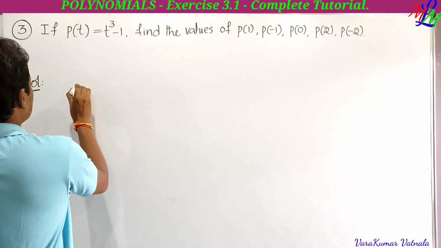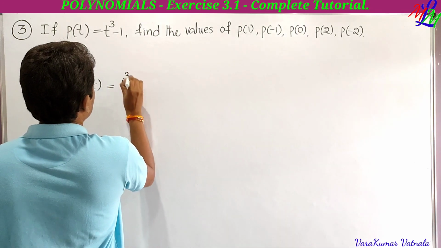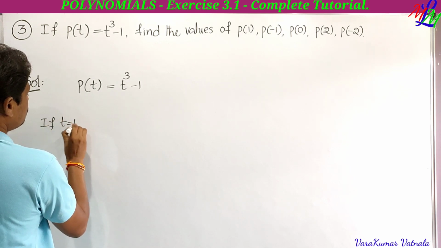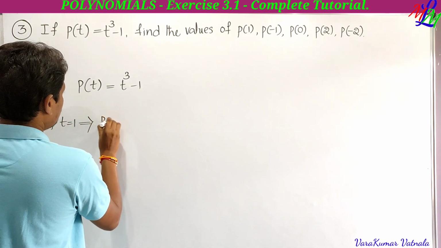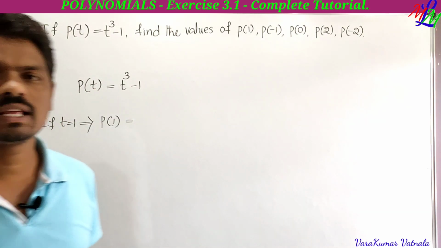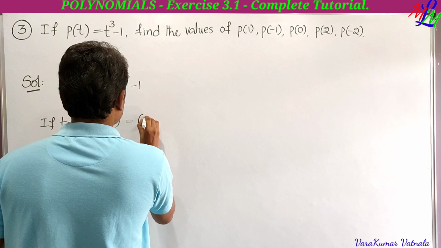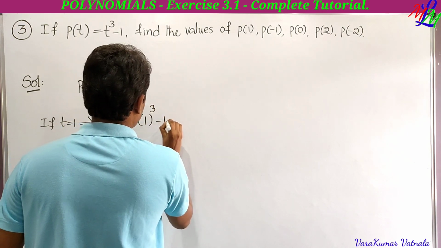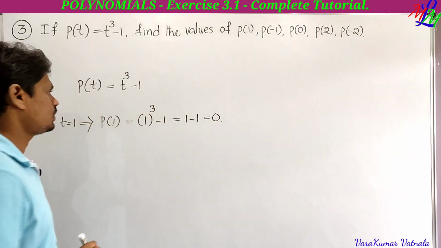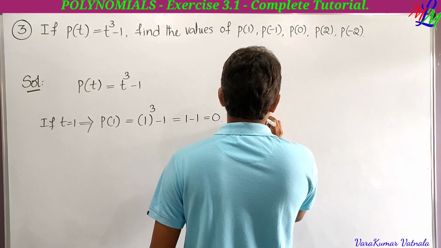So the given polynomial is p of t is equal to t cube minus 1. So if t is equal to 1, just we have to substitute t is equal to 1, we can get p of 1 is equal to. So we have to substitute t is equal to 1 in the given polynomial, we can get the value of p of 1. So here t cube, so 1 cube minus 1. So 1 cube is 1, minus 1, 1 minus 1 is equal to 0. So therefore p of 1 is equal to how much? P of 1 is equal to 0.